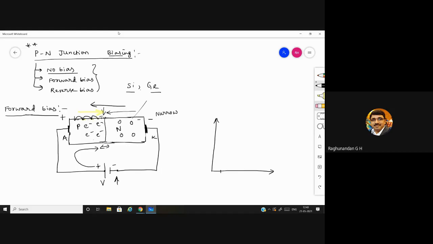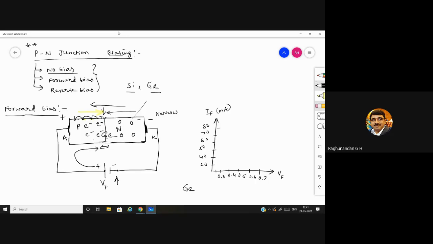So the VI characteristics: this is IF, that is forward current. This is the forward bias voltage which you are applying here. So 0.3, let us take 0.4, 0.5, 0.6, 0.7. The current will be in terms of milliamperes: 50, 60, 70, 80. So if I take an example of germanium, let us assume that this is germanium.